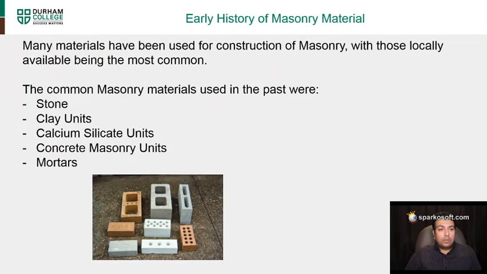Okay, so now going into the early history of masonry material. Many materials have been used for construction of masonry, with those locally available being the most common. The common masonry materials used in the past were stone, clay units, calcium silicate units, concrete masonry units, and mortars. We're going to describe each of these, and we'll go into detail on what type of material was used.